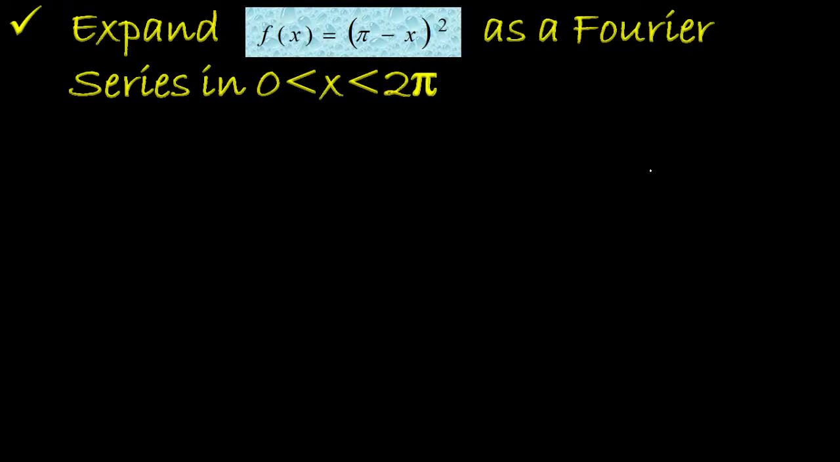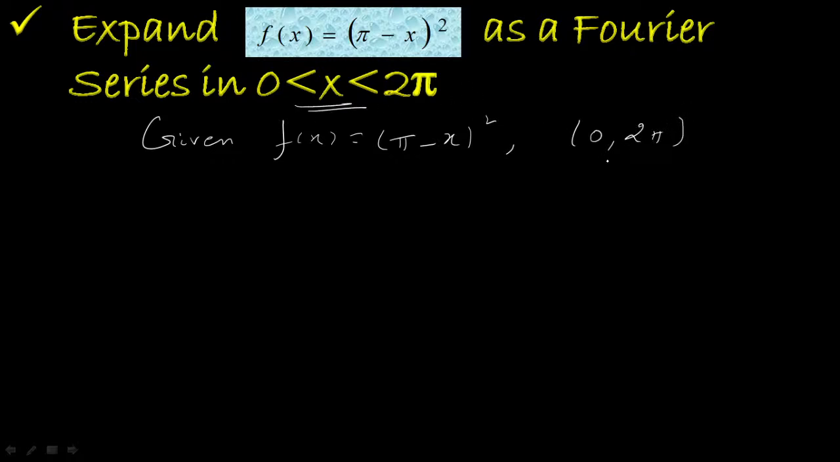Expand f of x is equal to pi minus x the whole square as a Fourier series in the interval 0, 2 pi. Here note that the given function is f of x is equal to pi minus x the whole square, given in the interval 0, 2 pi. Am I right? You may write it using inequalities like this, or you may write the same interval with open parentheses. Here it is an open interval, so that's why I use open parentheses. Okay. Now let me come to the problem.